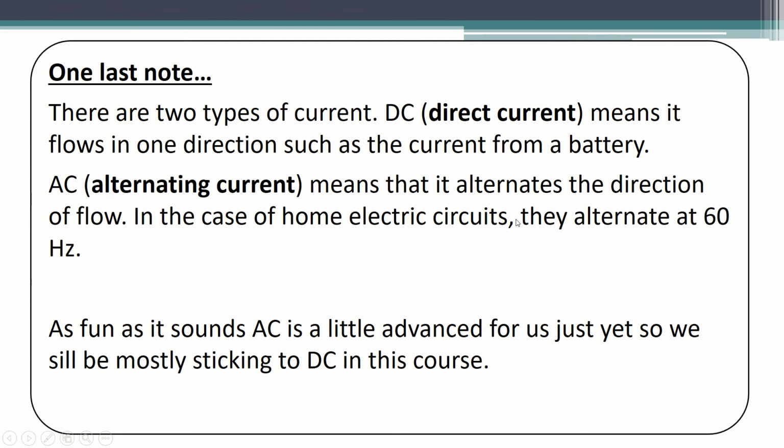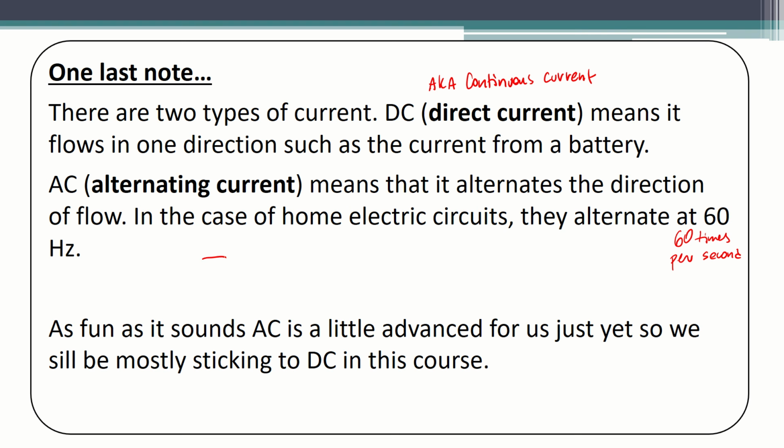And again, as I already mentioned, there are two types of currents. There's DC current, which stands for direct current, also known as continuous current, which means that the current flows continuously in one direction. And AC stands for alternating current, which means that it alternates the direction of flow. In the case of home electric circuits, they alternate at 60 hertz, which means 60 cycles or times per second. So that's how many times it will switch directions.